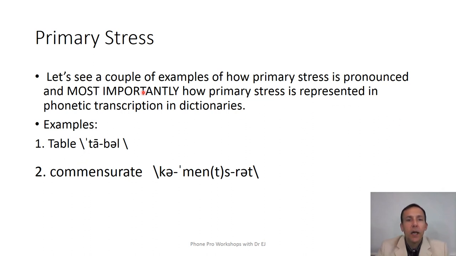All right, let's see a couple of examples of how primary stress is pronounced, and most importantly, how primary stress is represented in phonetic transcription in dictionaries. Yes, even the stress is represented in phonetic transcription. So if you read the phonetic transcription of a word, you are going to see where the stress is, and then you can pronounce it. I'll give you the examples right now. Example number one, table. This is an easy word, and I'm giving you this word because I want you to be able to see the contrast between an easy word and a difficult word. For example, table. Well, we all know that it's on the first syllable.